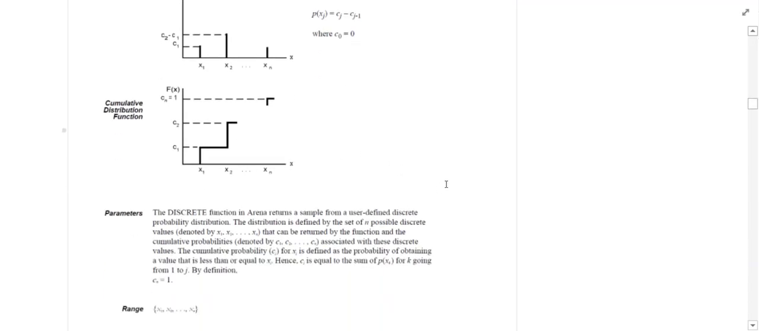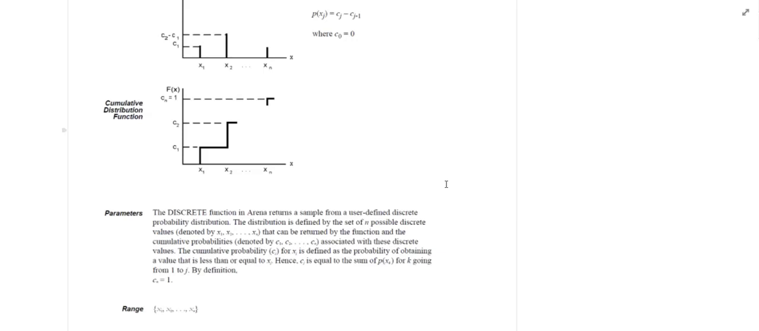So the discrete function in ARENA returns a sample from a user-defined discrete probability distribution. That distribution is defined by the set of n possible discrete values, noted by x1, x2, and so on up to xn, x sub n, and that can be returned by the function, and the cumulative probabilities denoted by c sub 1, c sub 2, up to c sub n, associated with these discrete values. So the cumulative probability c sub j for x sub j is defined as the probability of attaining a value that's less than or equal to x sub j.